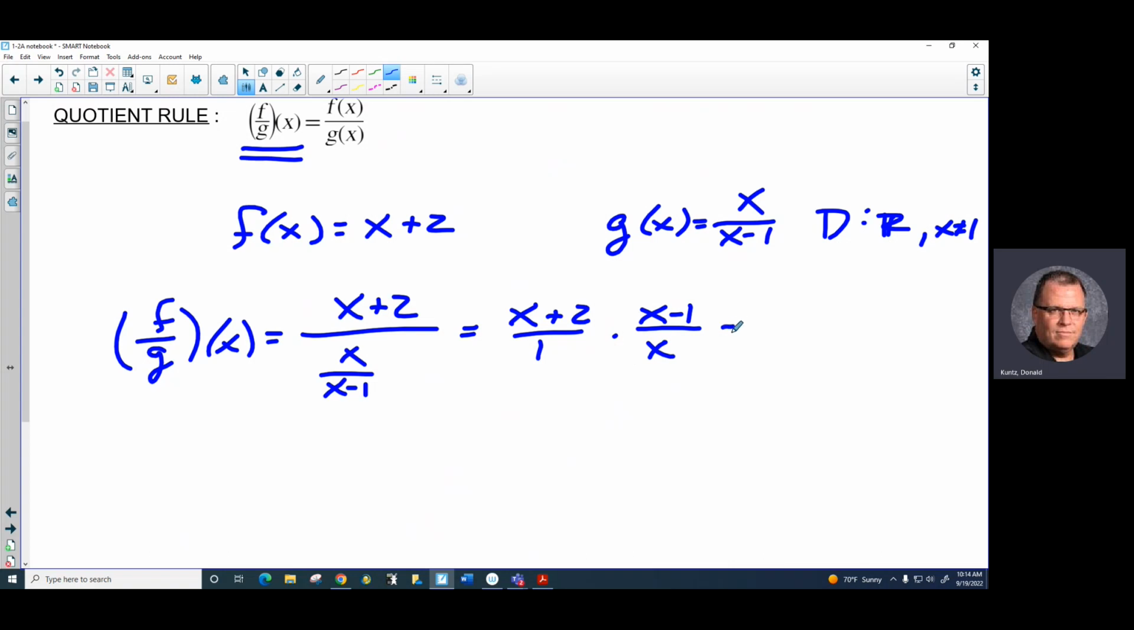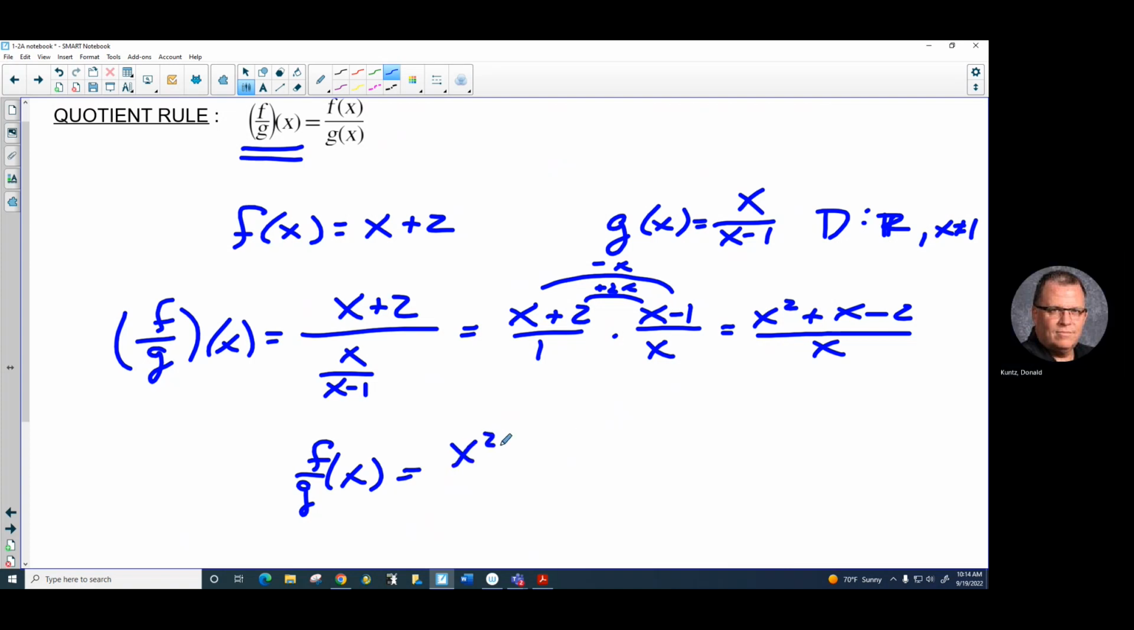So when we multiply this, on top, we're going to use FOIL here. We've got x squared, then we've got minus x, multiplying these two, and then a positive 2x. So that's going to be plus x, right? This is plus 2x. This is minus x, so we get a positive x. And then 2 times negative 1 is a negative 2. And then all of that is over x. So our f over g of x would be equal to x squared plus x minus 2 over x.